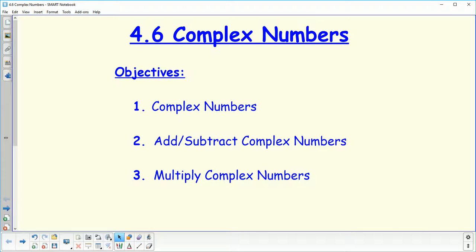Alright, Common Core Algebra 2. So we are going to do a flipped lesson here, 4.6, about what are called complex numbers, or you'll also sometimes hear them referred to as imaginary numbers.